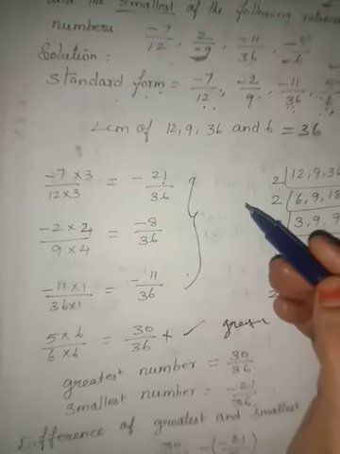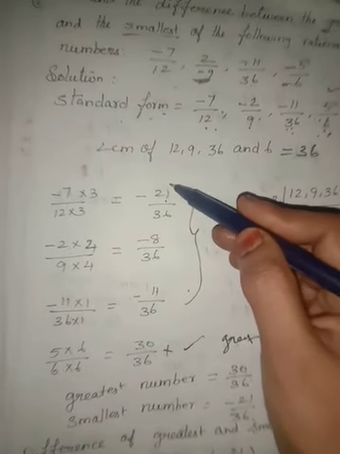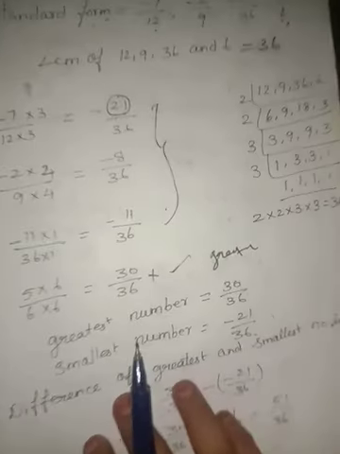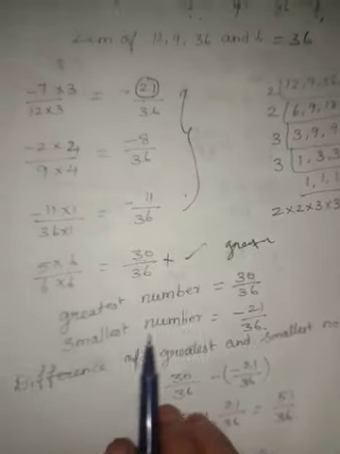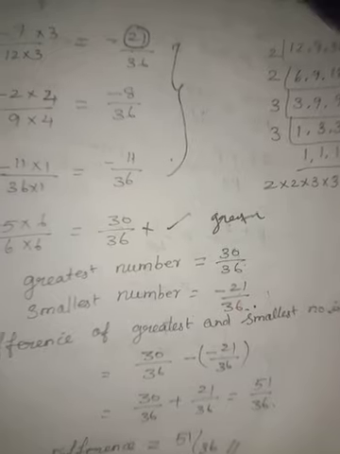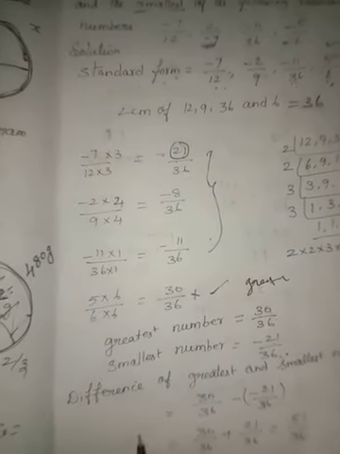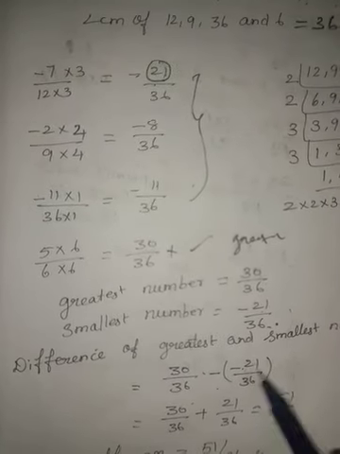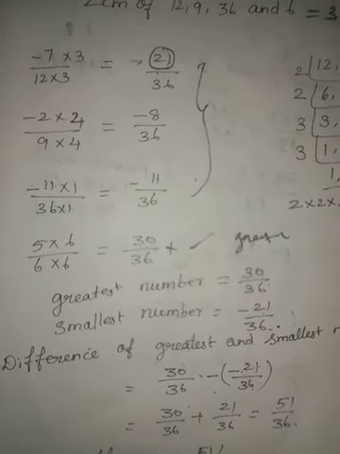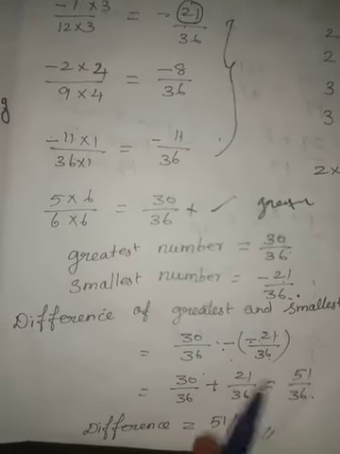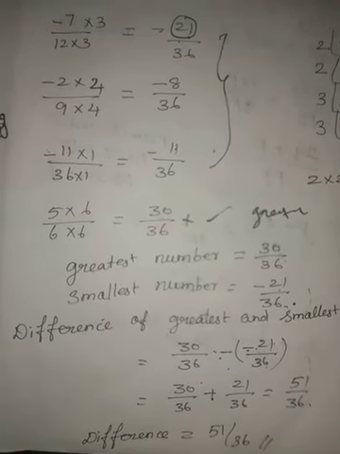From this, which one is smaller? The number having the larger value is the smaller one among the negatives. That's why I take the smallest number as minus 21 by 36. Now we find the difference. So the difference of the greatest and smallest number is 30 by 36 minus, minus 21 by 36. So minus into minus is plus. The denominators are the same. Add the numerators with the common denominator. We get 51 by 36.